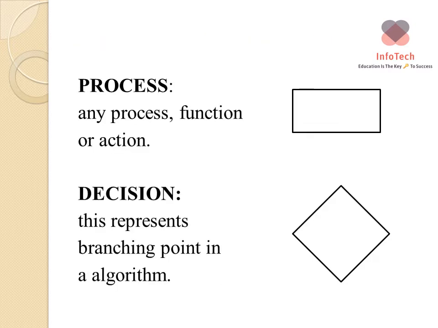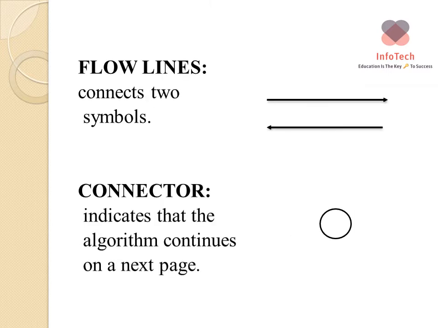You also have your processing symbol, which represents processes, functions, or actions. So basically, your calculations will be displayed here. You also have your decision symbol, which is a diamond. This represents a branching point in an algorithm.